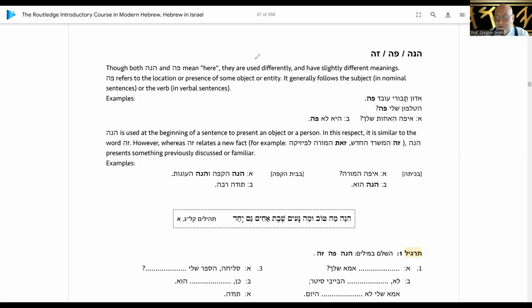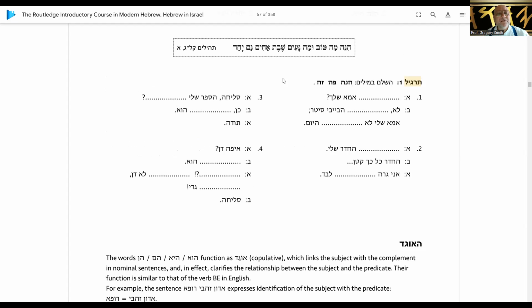Okay, so let's go to Targil. Targil 1. So remember, Targil means exercise. So we have Hashalem Bamilim. I keep having to look that one up, but I think it's complete the words. Hashalem Bamilim. Okay, so complete with the words Hine, Po, or Zeh. So we're going to see which one will fit in here.